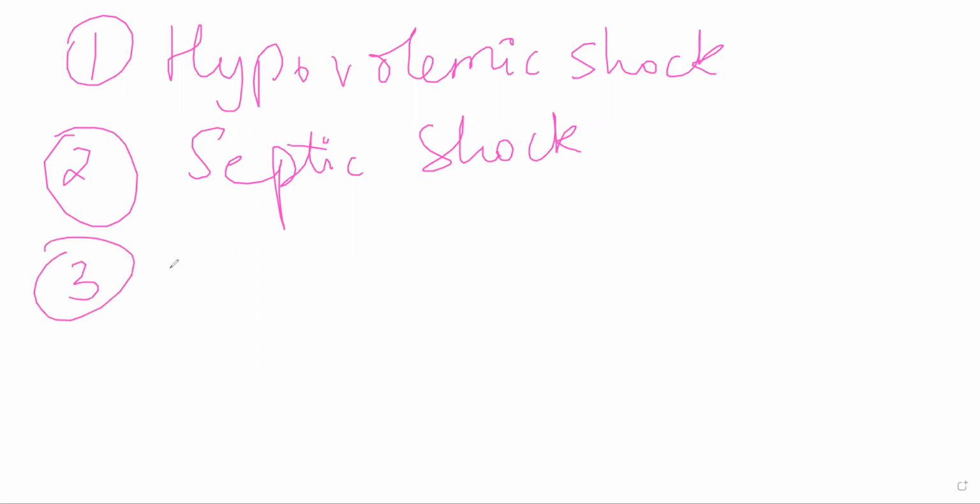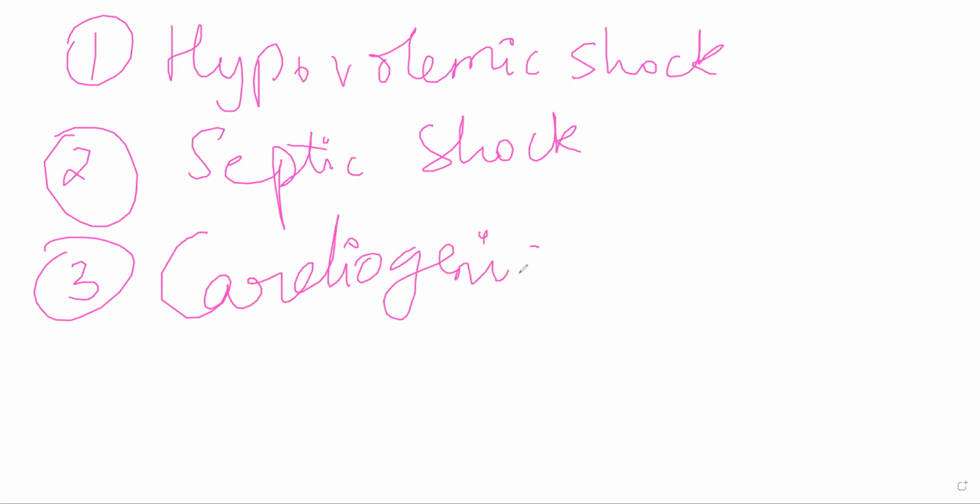Then the third one is cardiogenic shock. Now, cardiogenic shock is due to failure of your heart. Essentially, your heart will not work properly as a pump. You know your heart is working as a pump and it is pumping blood throughout your body. So whenever your atria and ventricles are contracting, the blood is being pumped to each and every part of your body, each and every cell of your body. This cardiogenic shock generally occurs following myocardial infarction. Failure of your heart as a pump will occur generally in myocardial infarction.